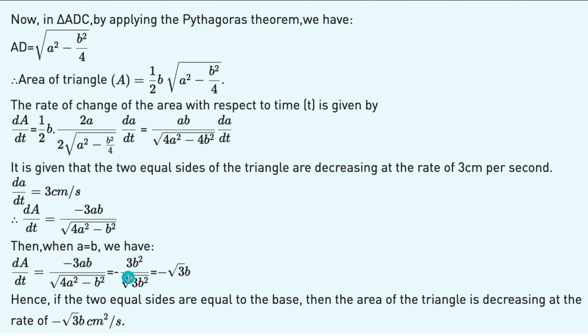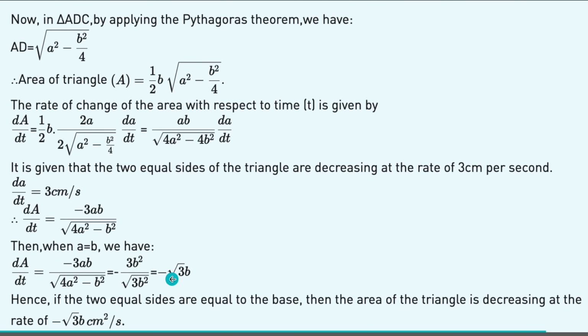Substituting the value of that, when a is equal to b, we have this. So basically we can write a as b or b as a, both your choice. So 3 minus 3b square upon root 3b square, and we get minus root 3b as the answer. So hence, if the two equal sides are equal to the base at that very time, then the area of the triangle is decreasing at the rate of minus 3b centimeter square per second.